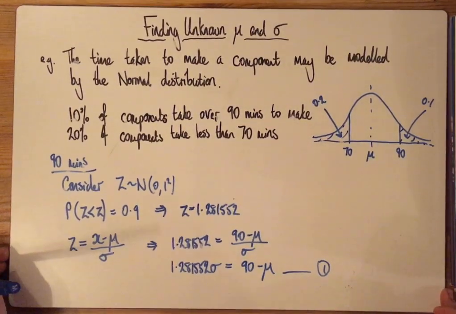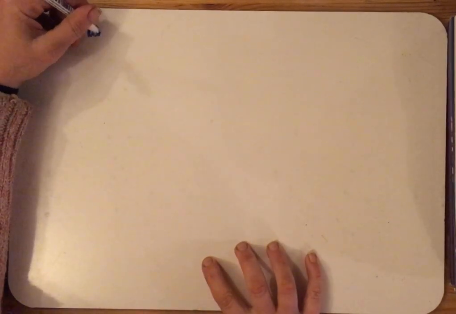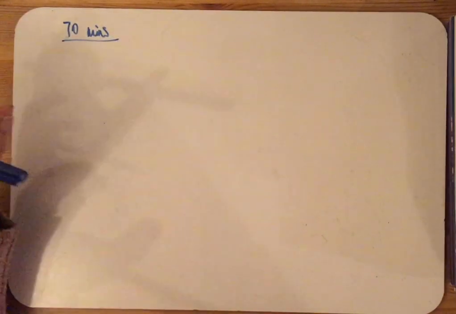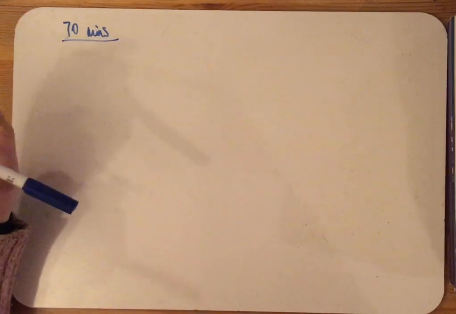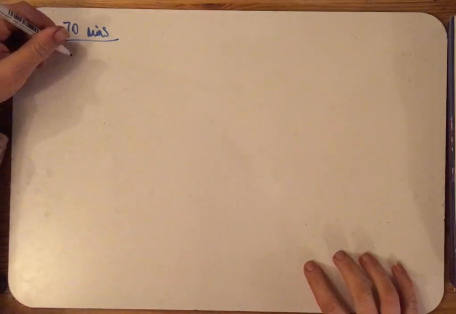And then doing the same with the 70 minutes component. Some of you, I think your work could be laid out slightly better. Even if all you do is write 70 minutes and underline it, it just makes your work so much clearer. So do try and present a readable argument with your maths.